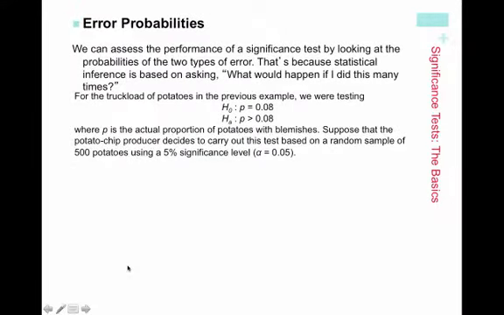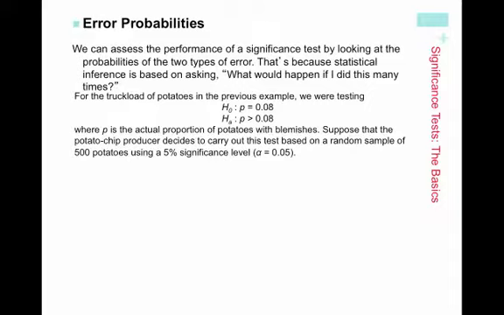So error. We can assess the performance of the significance test by looking at the probabilities of the two types of error. And statistical inference is based on what would happen if I did this many times. It's not a one-time deal. Remember, that's what confidence interval was. If we repeated this process multiple times, repeatedly, we would expect this percentage of the true population to be within our interval. So same idea here. We're going to do this many times.